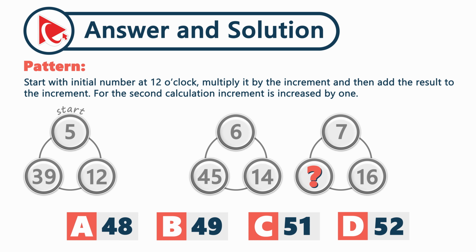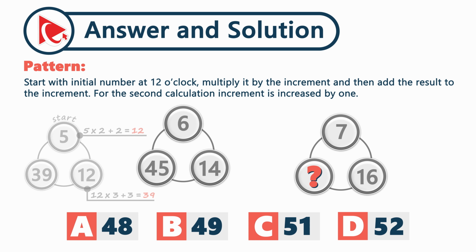Let's look at the example. To get from 5 to 12, you need to multiply 5 and 2 and then add 2, and the result is 12. Now, the next increment is 3. 12 multiplied by 3 plus 3 equals 39. Now, let's look at the second shape to confirm the pattern. 6 multiplied by 2 plus 2 equals 14. 14 multiplied by 3 plus 3 equals 45.